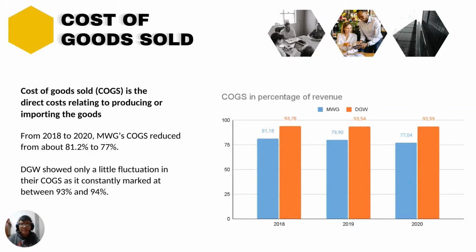Compared to its competitor, DG World Corporation has a very high cost of goods sold and nearly no deduction in the same period. This could be a minus point for DG World, as the cost of goods sold is nearly as high as the revenue, and it could reduce the profit that DG World can make.